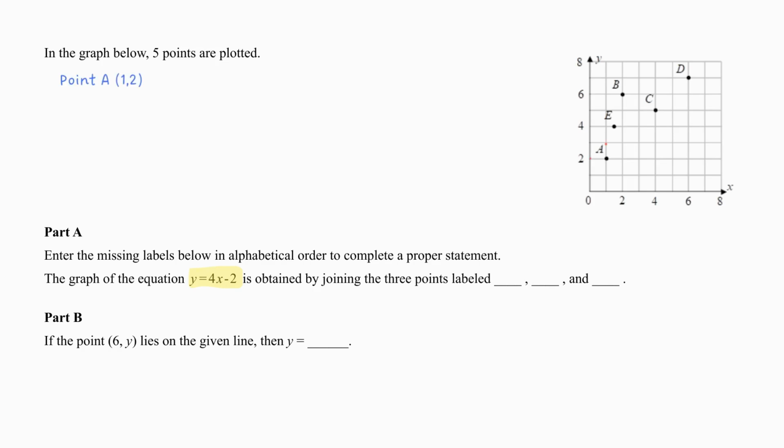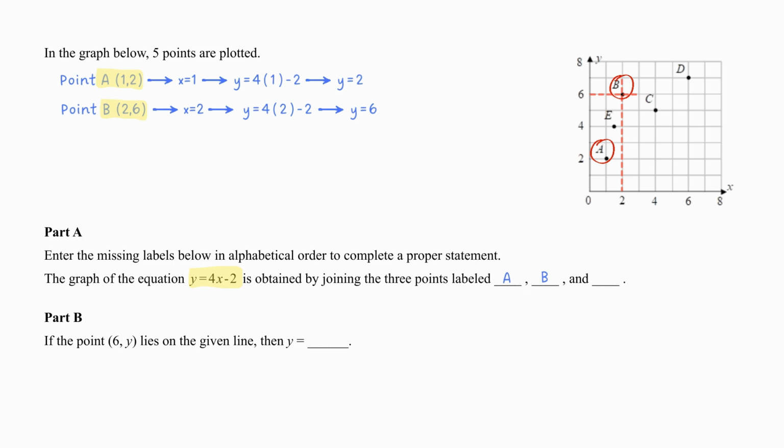Let's check point A, (1, 2). x equals 1. Use the rule. y equals 4 times 1 minus 2 is equal to 2. The graph says point A is at (1, 2). It matches. Point A is on the line. Let's check point B, (2, 6). x equals 2. Use the rule. y equals 4 times 2 minus 2 is equal to 6. The graph says point B is at (2, 6). It matches. Point B is on the line.